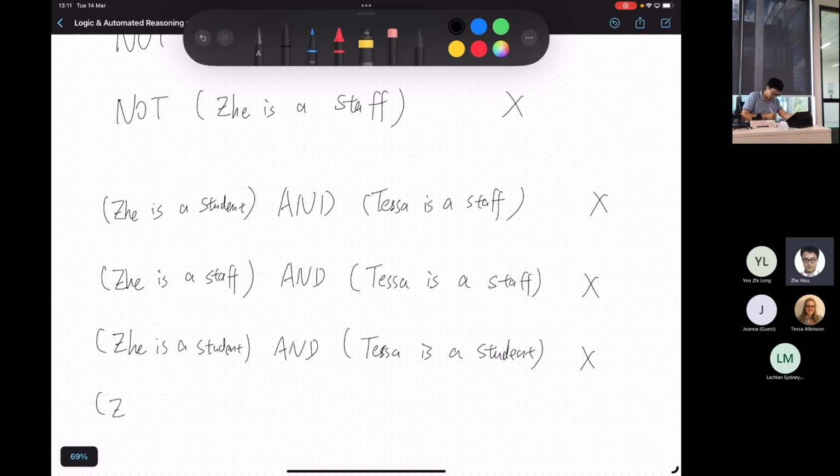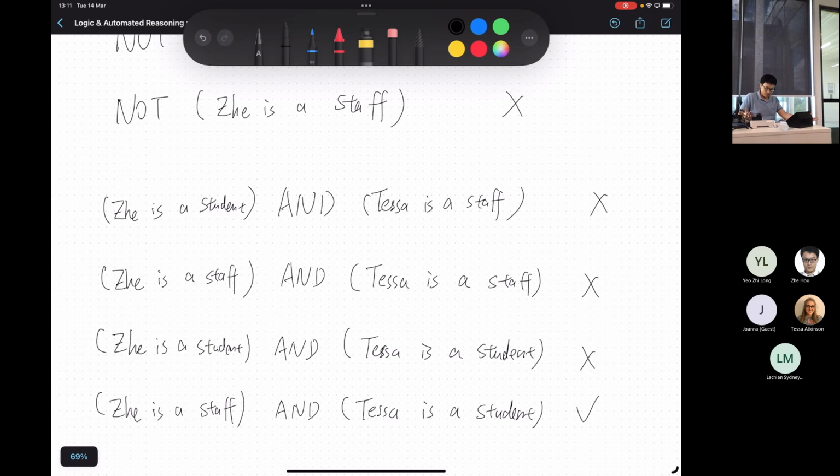And the last case, "Z is a staff and Tessa is a student." Now the left-hand side is true, the right-hand side is true, so the AND statement is true. That's the only case when the AND statement is true. And we can build truth tables based on those examples.